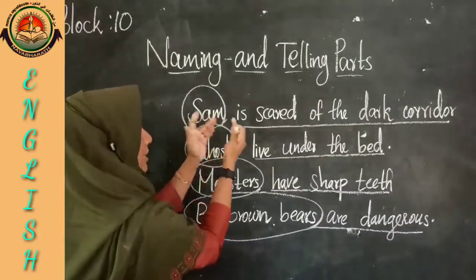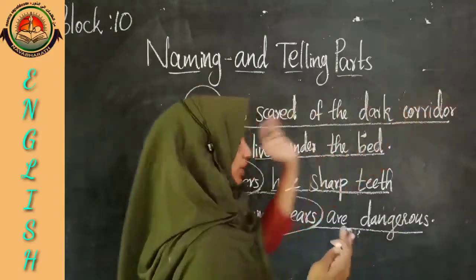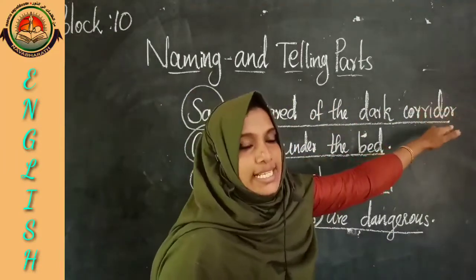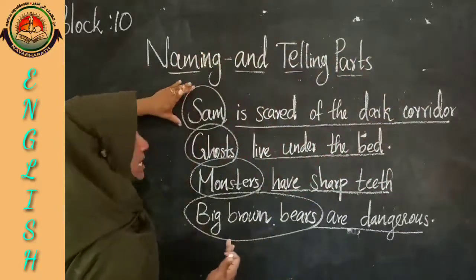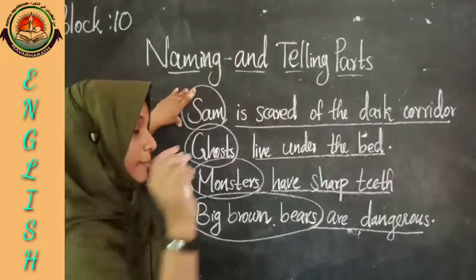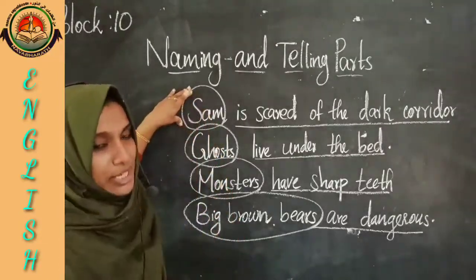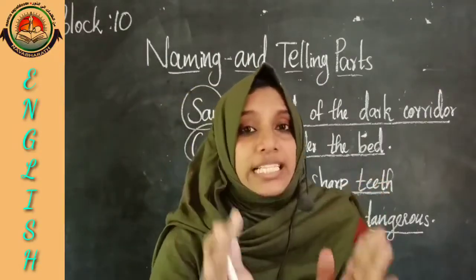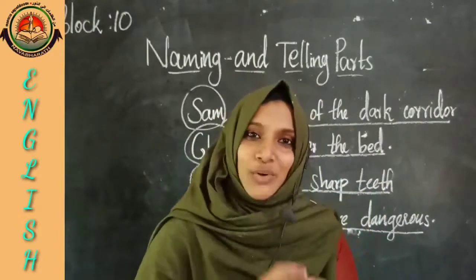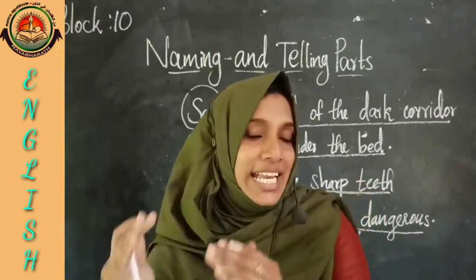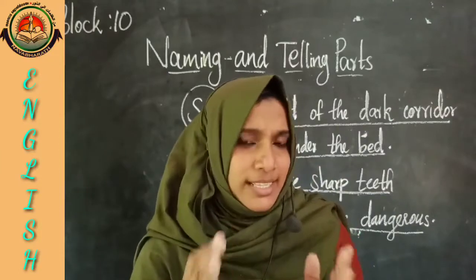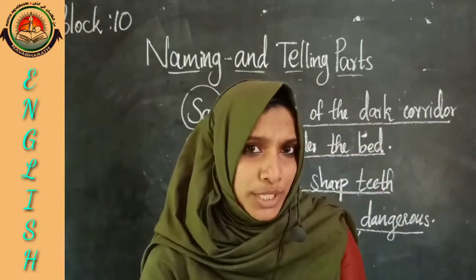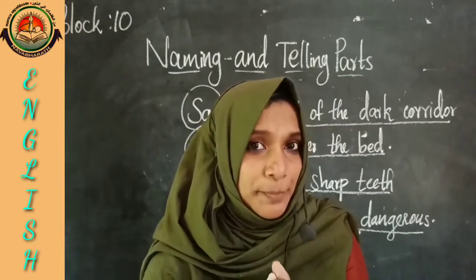Like Sam is scared of the dark corridor. This "is scared of the dark corridor" is telling about this Sam. So here Sam is a naming part. Right. Now let's make some sentences from the story Scary Sam, and you'll find out the naming part and telling part of those sentences. Then tell me, what do you know about Sam? Tell me something about him.